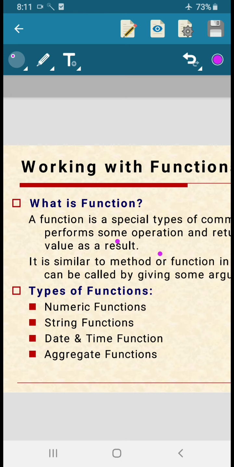Commit, rollback, save point, set transaction are TCL commands, and DCL commands are grant and revoke. I repeat, DCL commands are grant and revoke, and TCL commands are commit, rollback, save point, set transaction. These are the different types of commands.